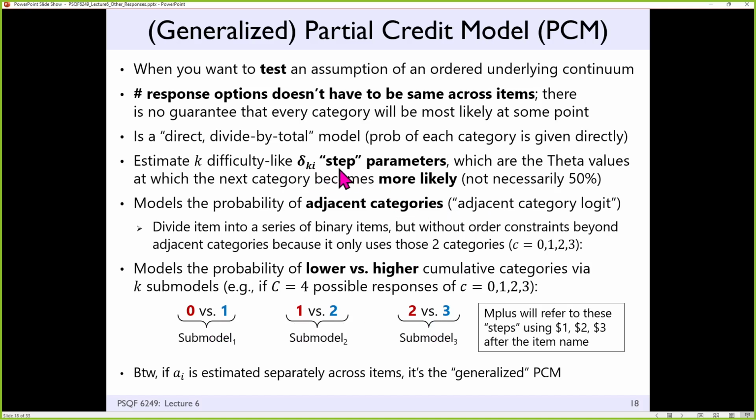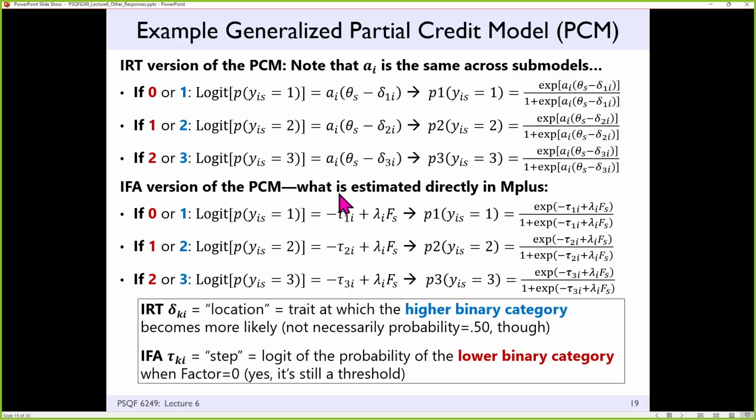What the difficulty parameters are, they're called step parameters because they're not the same as difficulty. They're given a different symbol, this delta, because they're not the same thing. But the model would look like this. So given that they answered 0 or 1, the first submodel predicts the logit of answering 1 instead. And delta, the location parameter, is the amount of theta it takes for 1 to become more likely. Not 50-50, just more. The second submodel tells you where 2 becomes more likely than 1, and the third model tells you where 3 becomes more likely than 2. So I think this is a lot more intuitive. It's not used very much in practice.